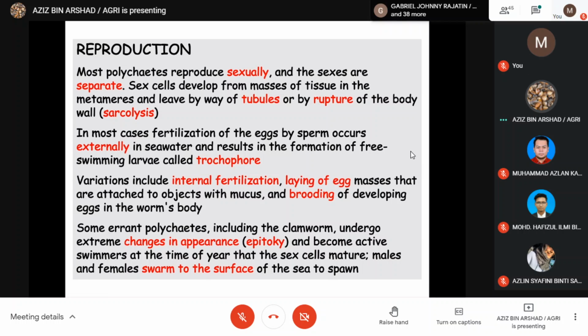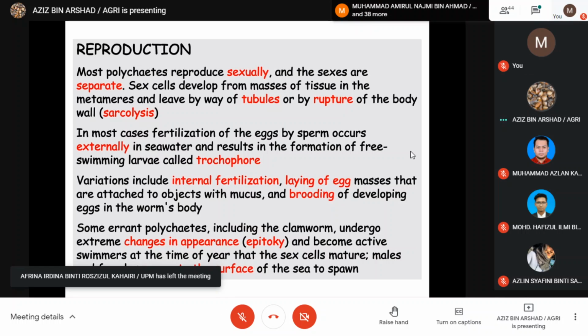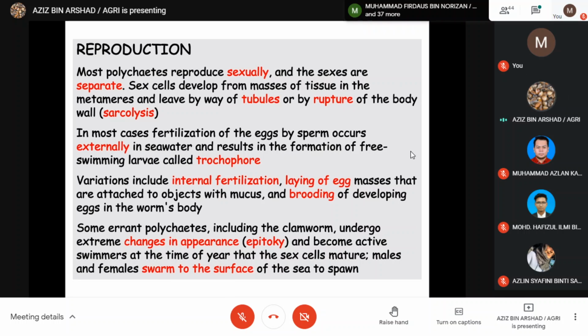during the reproductive period. And these epitokous worms will normally become active during certain times of the year when the sex cells mature. So in a certain part of the country, like mentioned in Fiji, the seawater turns red during the breeding period, when the male and female will swarm up to the surface to release their gametes. And there are many epitokes of the species that are swarming, and these changes in the appearance of the head part are called epitoky.